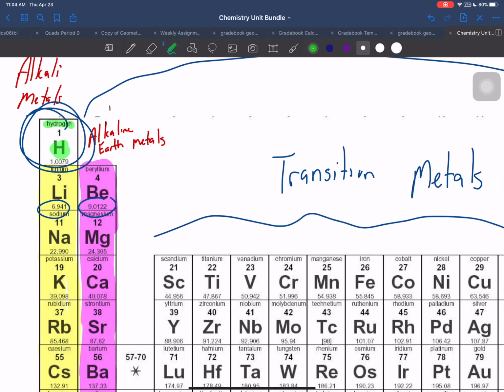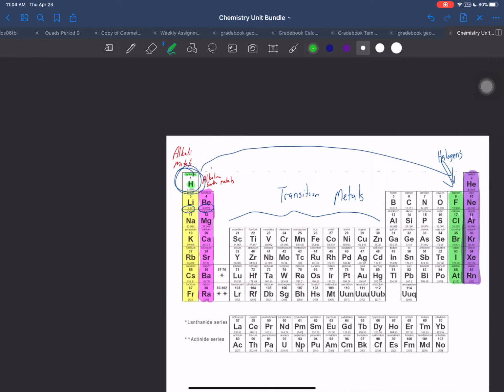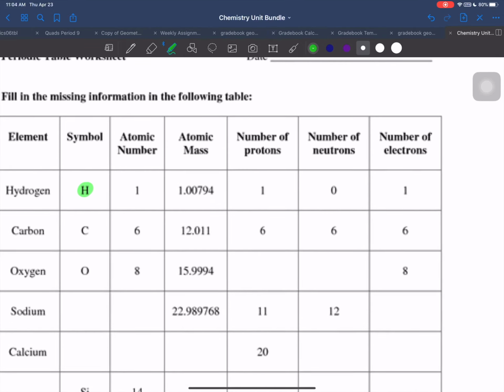So the element symbol is H. Its atomic number is 1. And that's where a lot of things are going to be filled out. So the atomic number is 1. And the amount of protons is also 1. And the amount of electrons is 1. Those 3 numbers that I just highlighted should always be the same. The amount of protons and electrons should be the same. And especially the amount of protons in the atomic number.